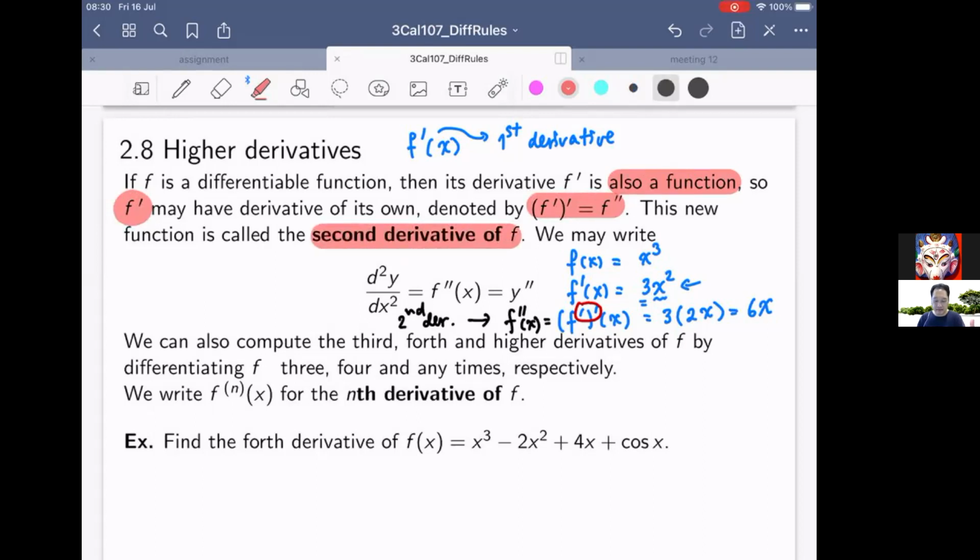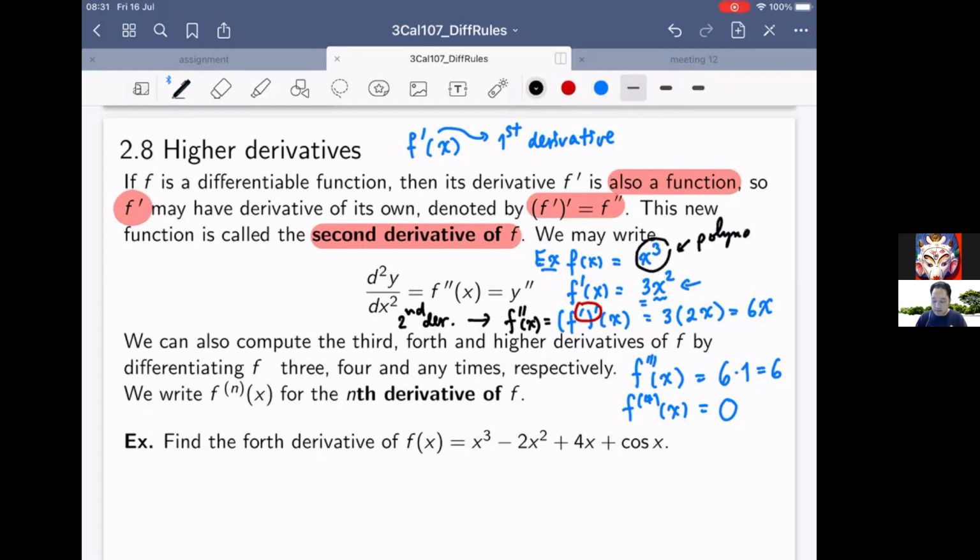And actually we can keep going. This f double prime is still another function, right? So you can keep finding the third derivative. For example, f triple prime will be just 6, since the derivative of x is 1. And then the fourth derivative starts to be 0 for this function x cubed. As you can notice from this example, if you start from a polynomial, at a certain step the higher derivative of this polynomial becomes 0.